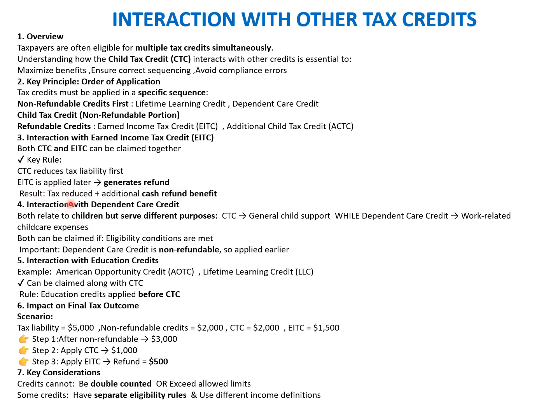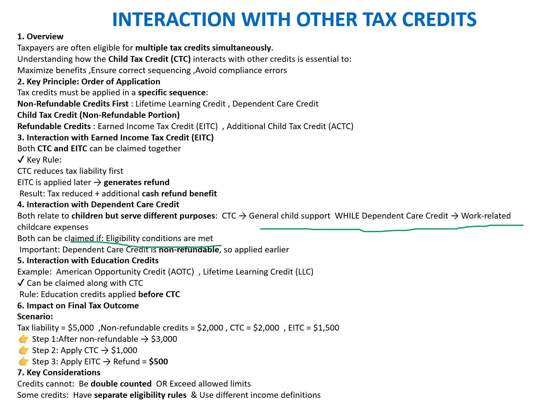So the result is the tax received plus an additional tax benefit by way of the tax refund. Next is the interaction with the dependent care credit. Both relate to the child but serve different purposes. CTC is basically for the child's support, while the dependent care credit is for work-related childcare expenses. Both can be claimed if eligibility conditions are met.